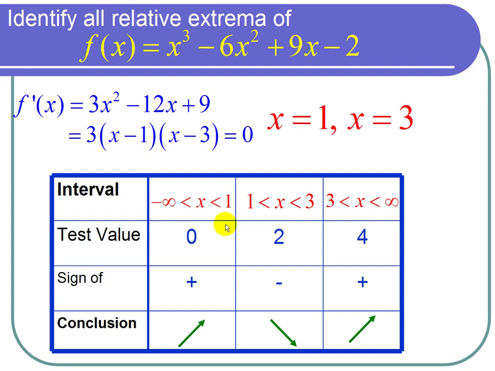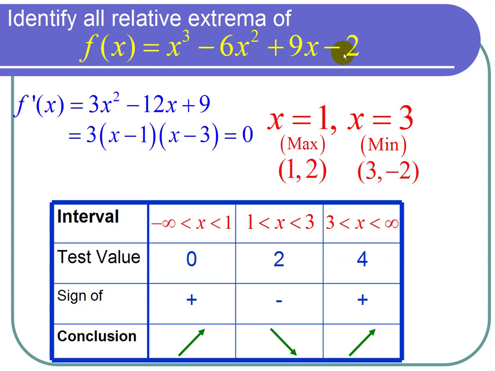Now my final step is to just plug the numbers into the original function to get my y values. If I plug in 1, I get 1 minus 6 plus 9 minus 2, and that's 2. And if I plug in 3, I get 27 minus 54 plus 27 minus 2, which is negative 2.